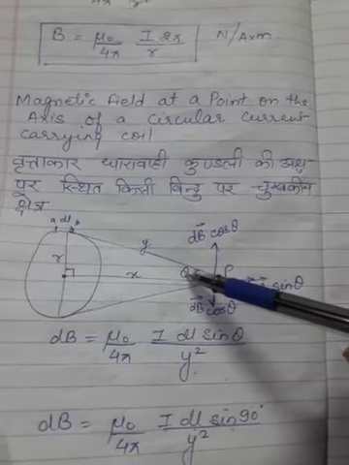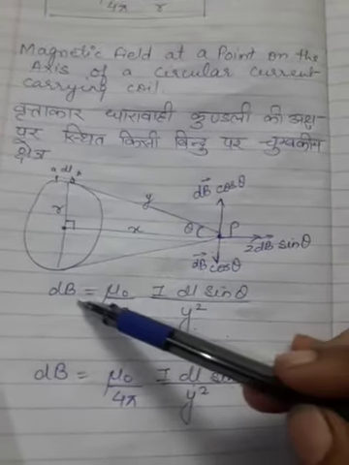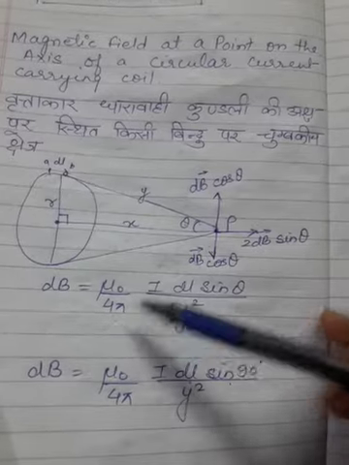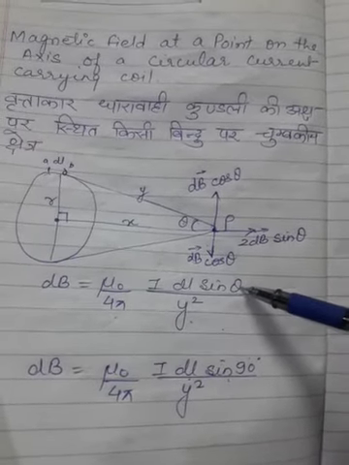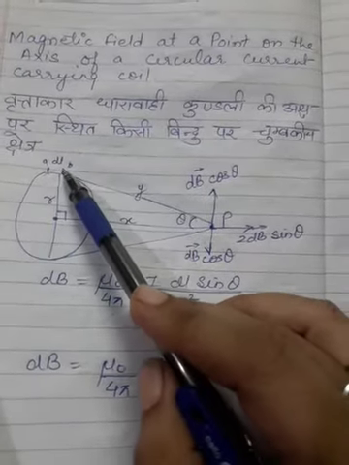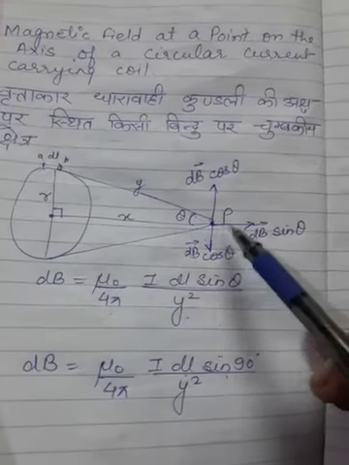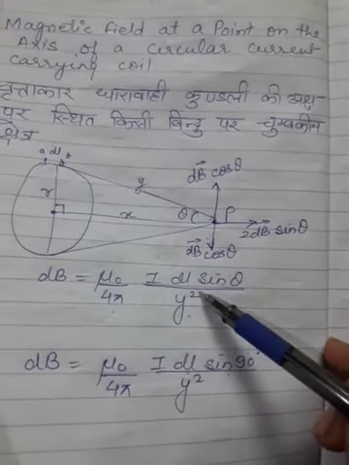Now, according to Biot-Savart law, you have dB is equal to mu naught upon 4 pi I dl sine theta, and the actual distance from the dl point to the point P is y square.